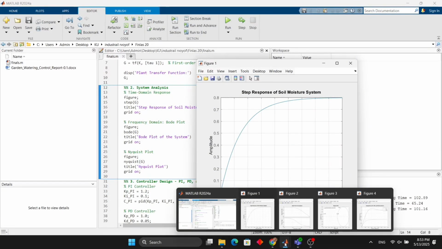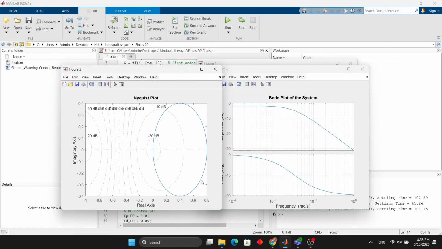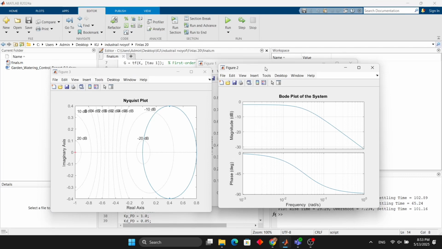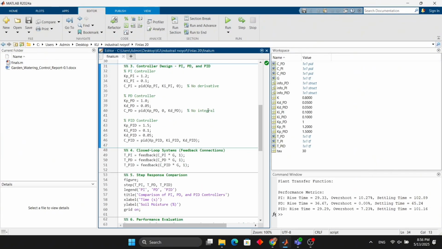We then move to frequency domain analysis using Bode and Nyquist plots. The Bode plot shows gain and phase margins, useful for evaluating system stability and responsiveness. And the Nyquist plot helps visualize stability margins in the complex frequency plane. These plots help us understand how the system responds across different frequencies.